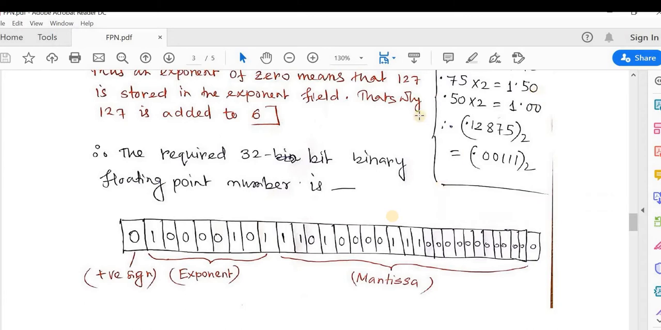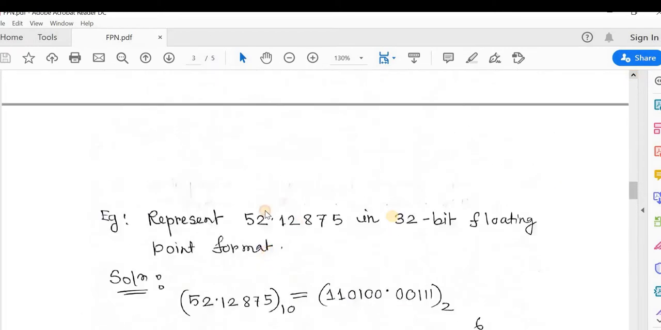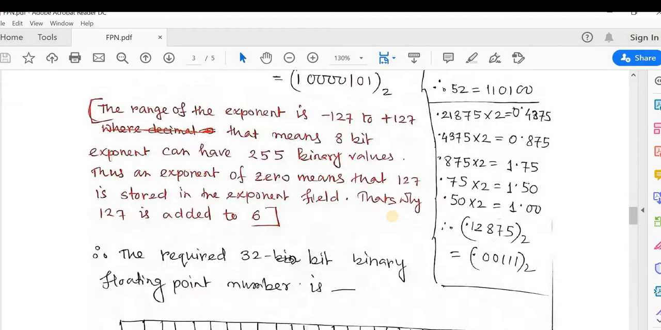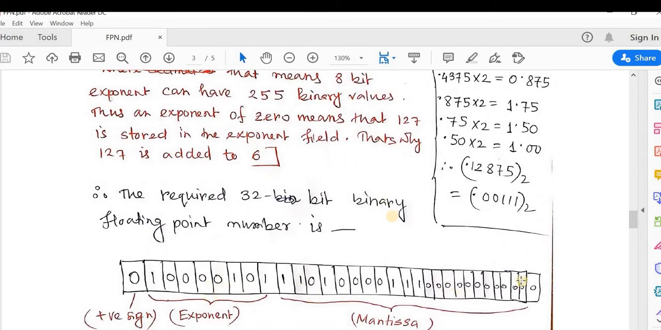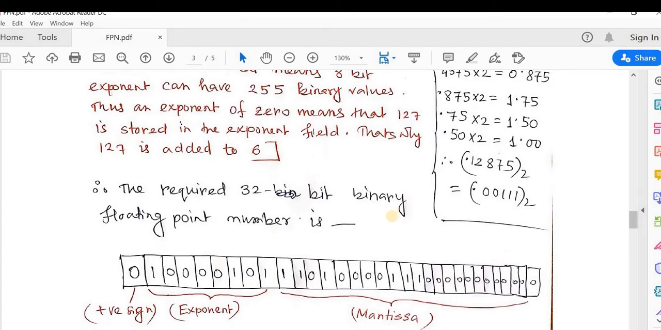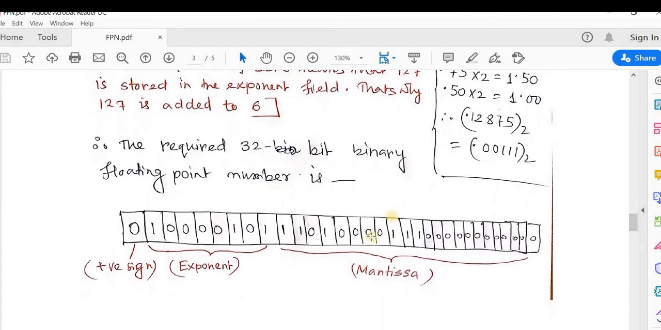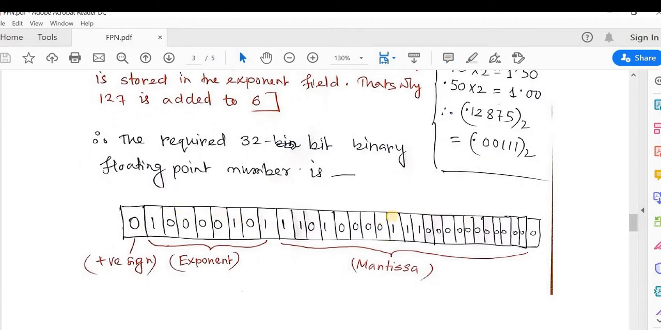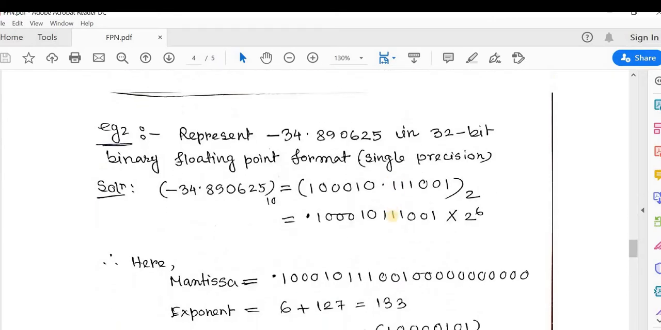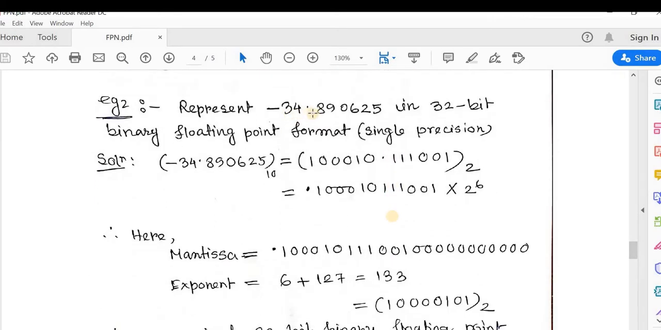In computer memory, this real number will be stored this way. Okay. Then we will do another example: say we have to represent this minus 34.890625 in 32-bit binary floating point format or single precision format.